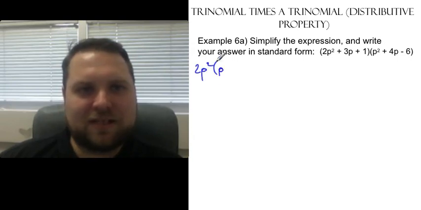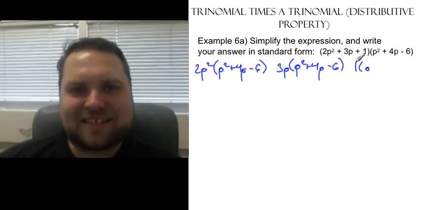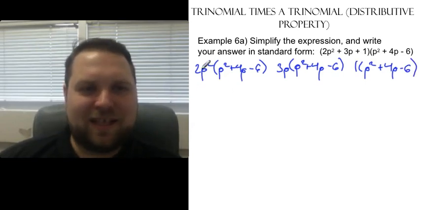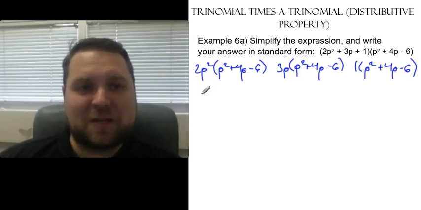So first one times the whole second polynomial. Then my second term of the first one times the whole second polynomial. I have to write tiny here. And then finally my last term times the whole thing. Now I distribute for everybody's sake. I'm going to do this quickly.